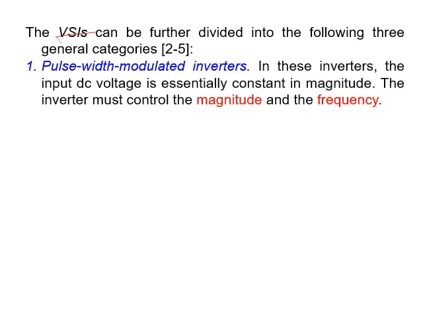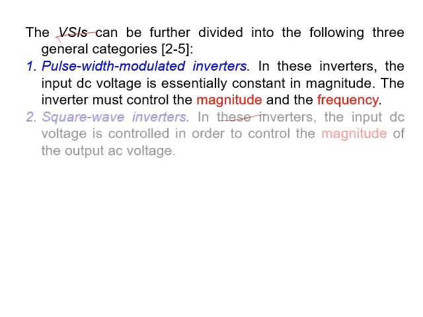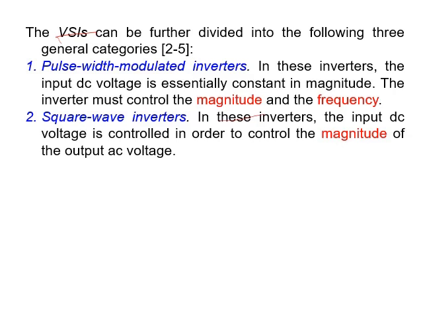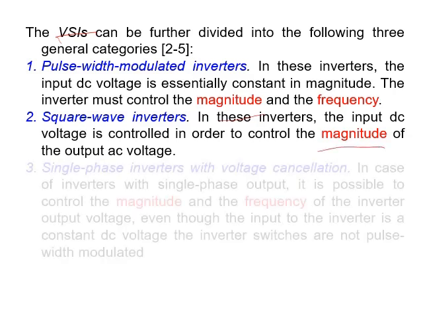If we would like to classify them, the first one is the pulse width modulation inverter. In this inverter, the input voltage is constant DC. We can control by pulse width modulation the magnitude and the frequency of the output. The second one is the square wave inverter. Here the DC voltage is controlled, and we need to increase or decrease it to control the magnitude.